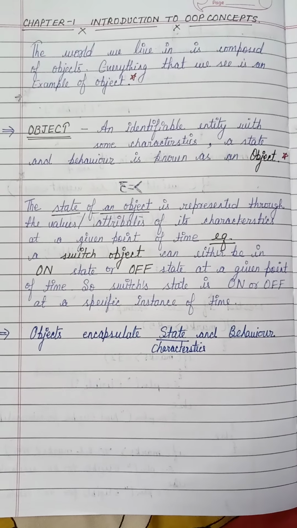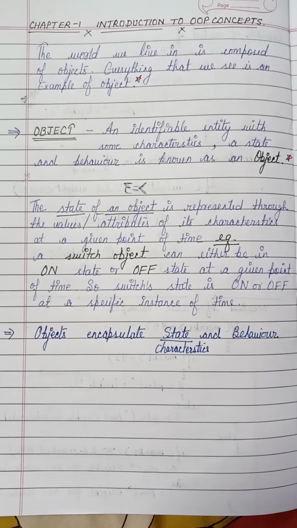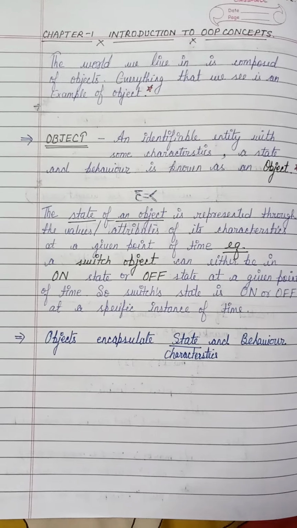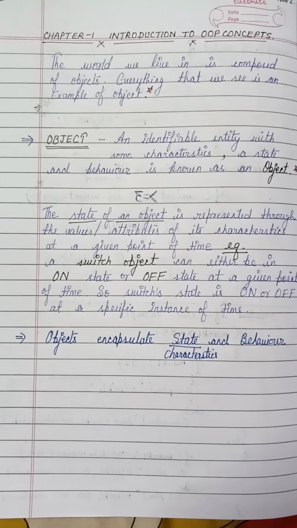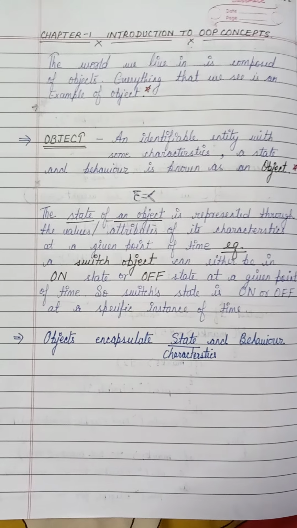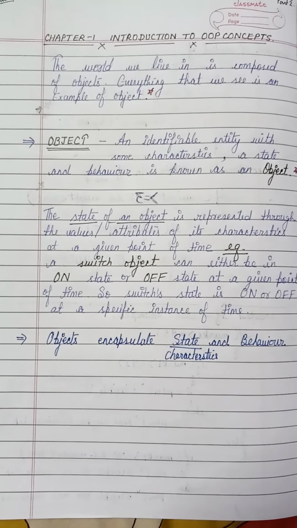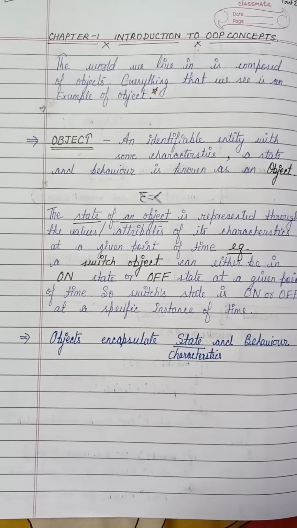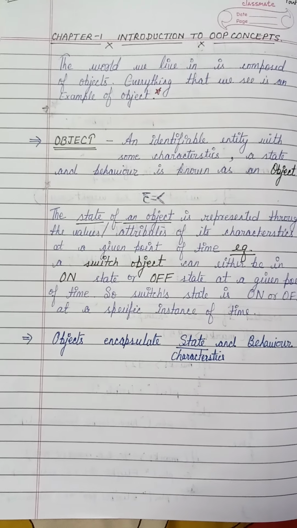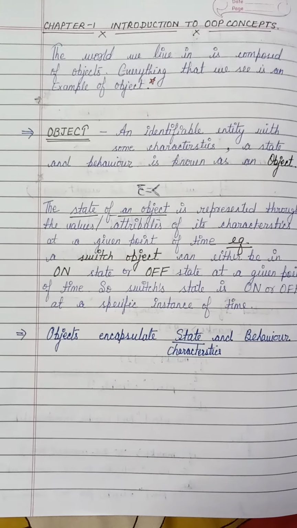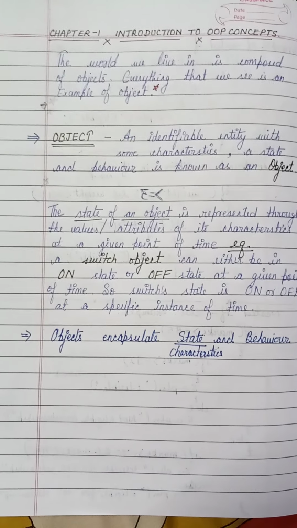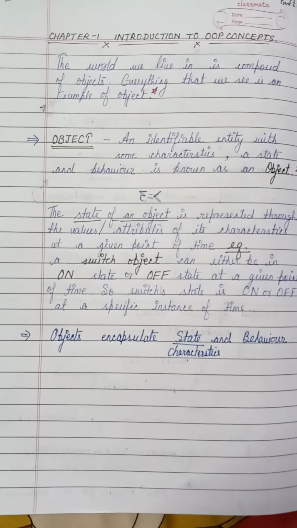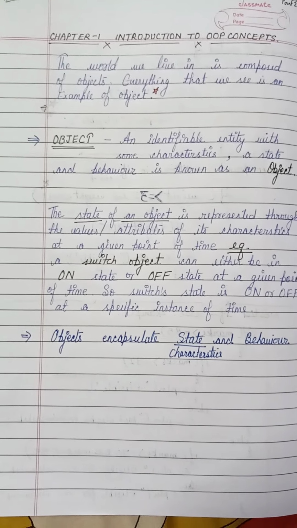You are also an example of an object. You have your unique identity, that is your name. Your characteristics are like you have eyes, ears, nose, hands, legs, heart, brain, liver, etc. These are your characteristics. Your name is your identity. And your behavior can be, you can walk, you can talk, eat, sleep, sing, dance. All these are your behavior.